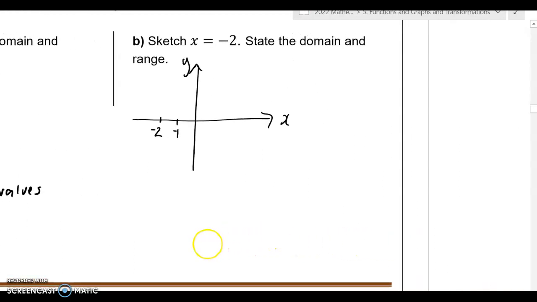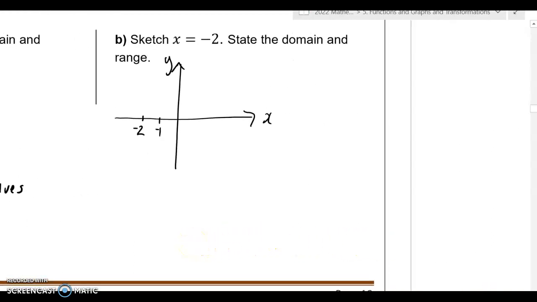Similar to the next one. Sketch x equals minus 2 and state the domain and range. So x equals minus 2 is down here. It's going to be parallel to our y-axis. So it's saying that no matter what happens to y, x is always equal to minus 2.